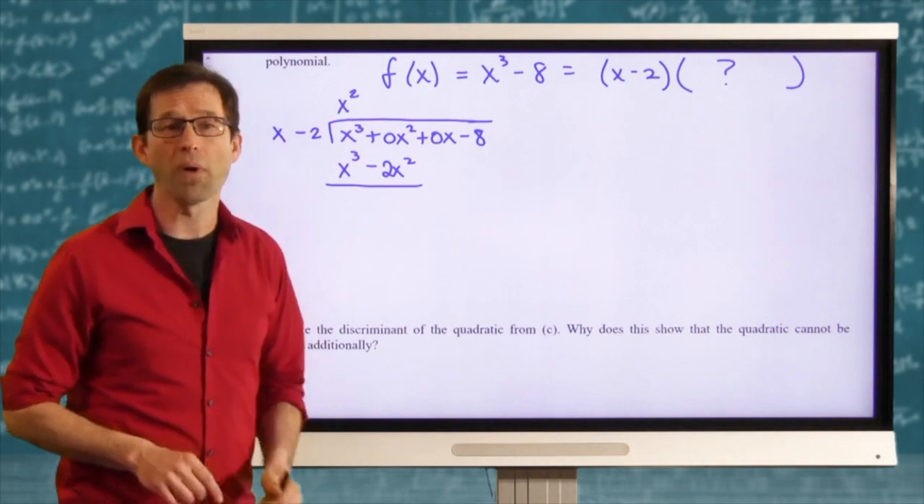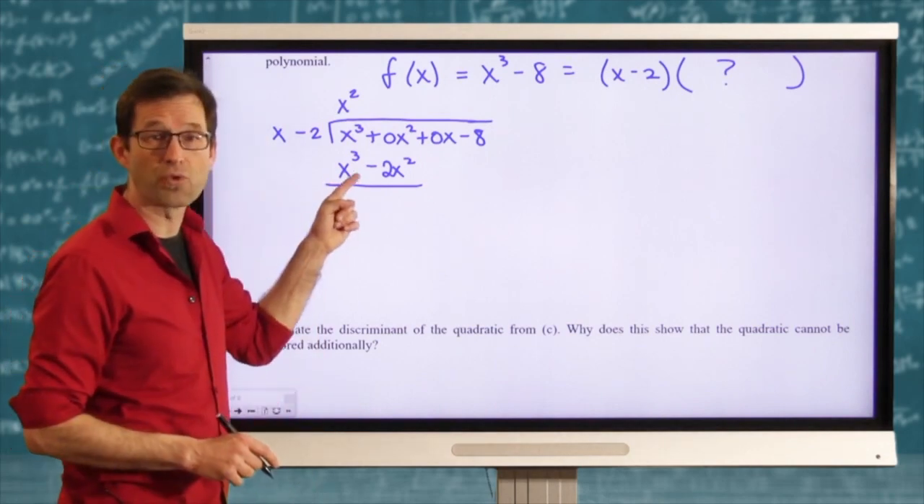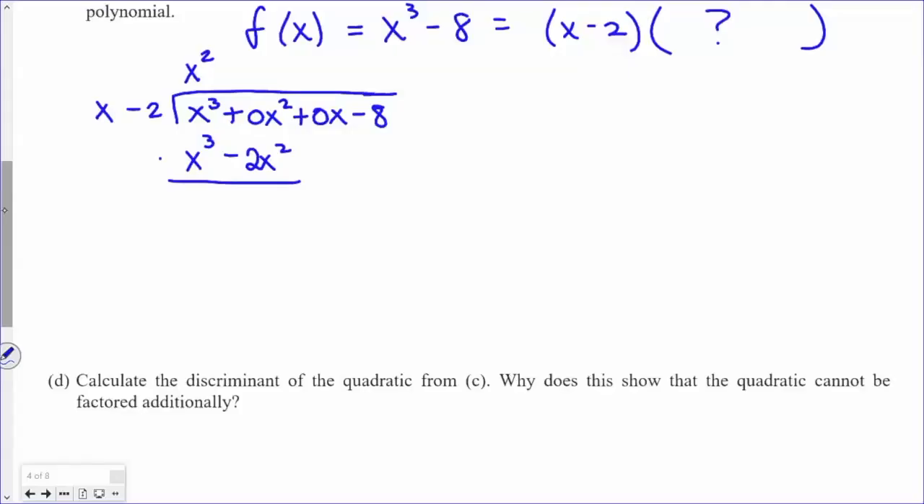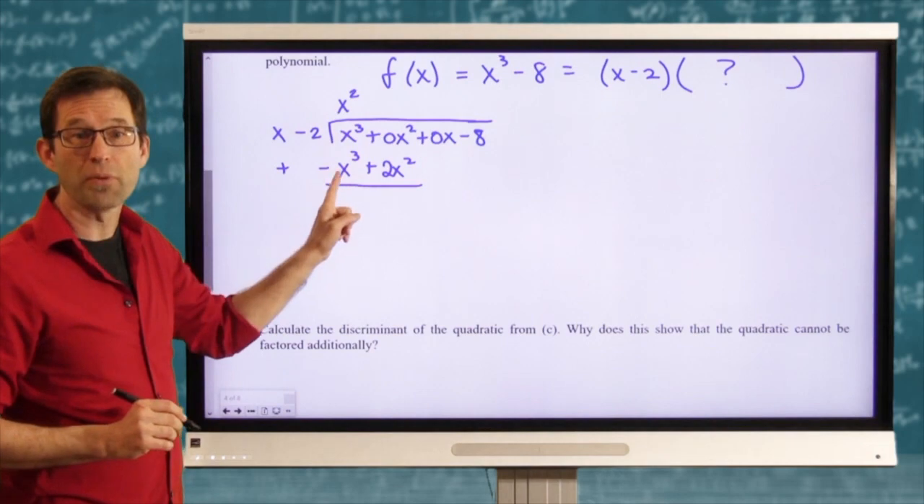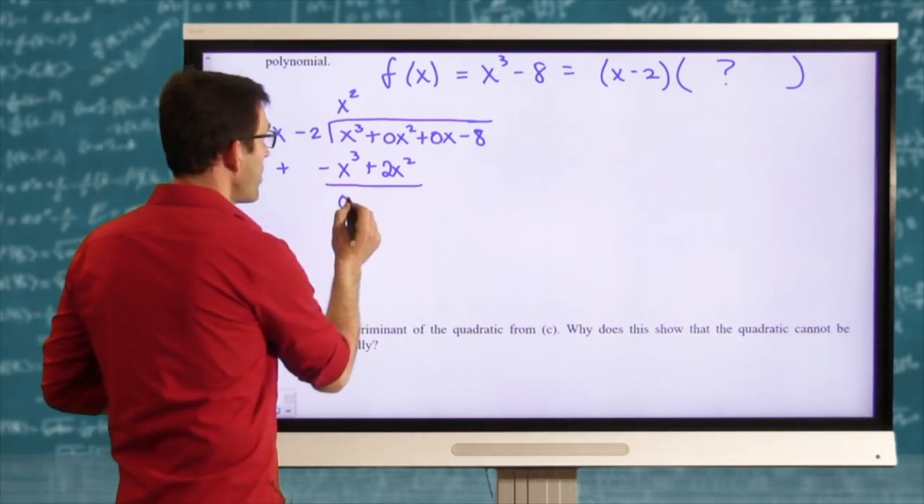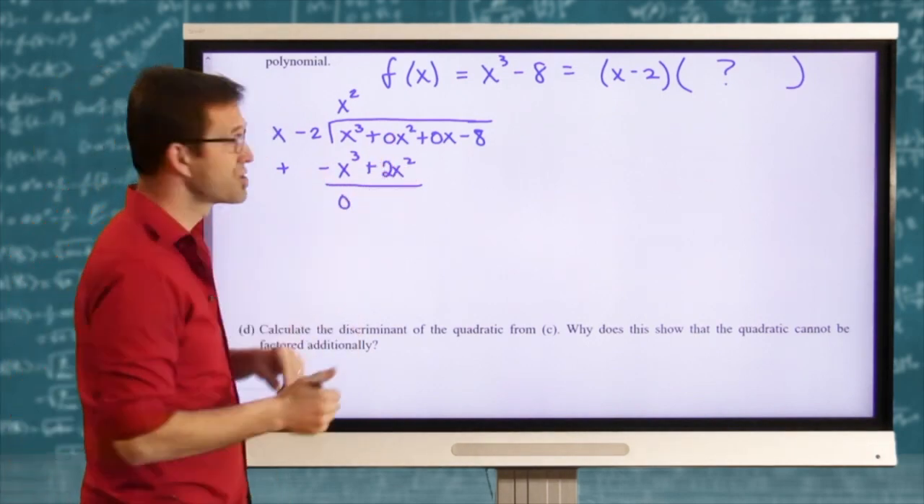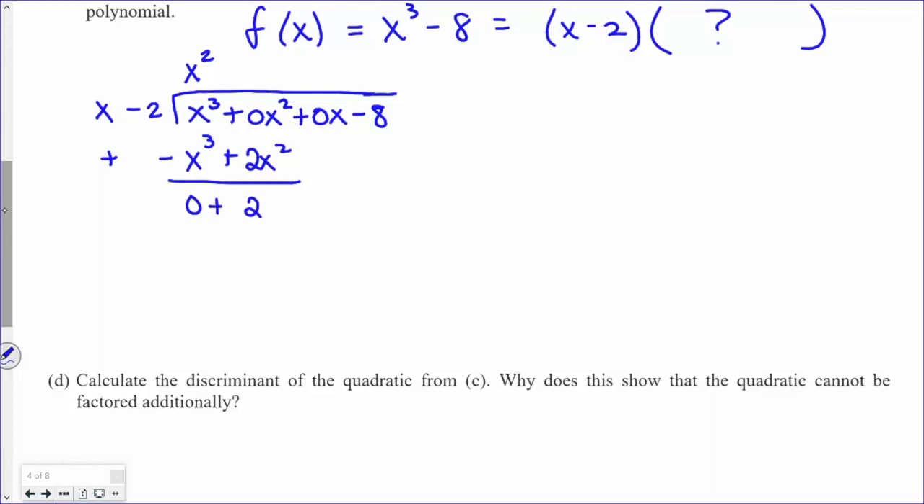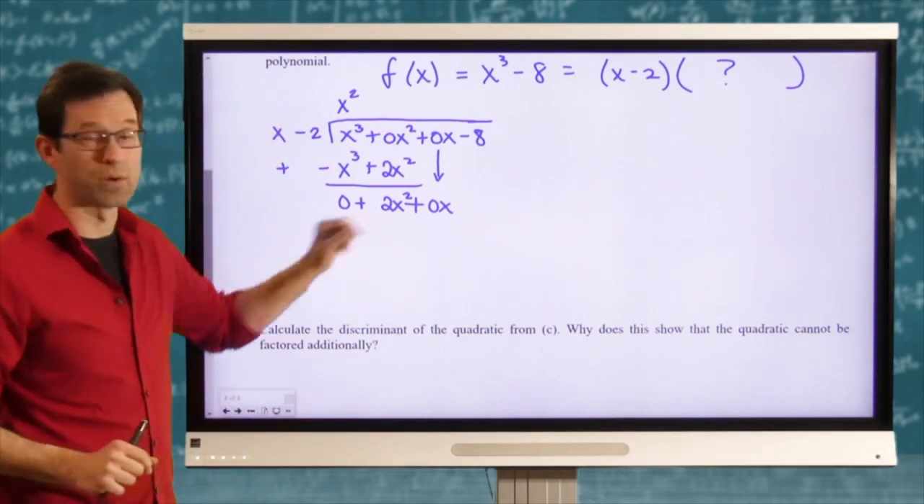The easiest thing to do in polynomial long division, because you've got to subtract this from this, is simply change the sign of both of them, and then instead of subtracting, we add. X cubed plus negative x cubed is 0, and then 0x squared plus 2x squared is 2x squared. And then just like in normal long division, we're going to drop that next term down, which is just 0x.